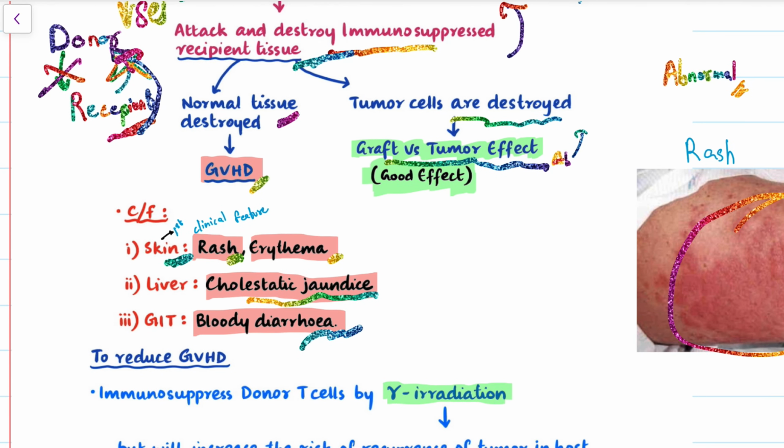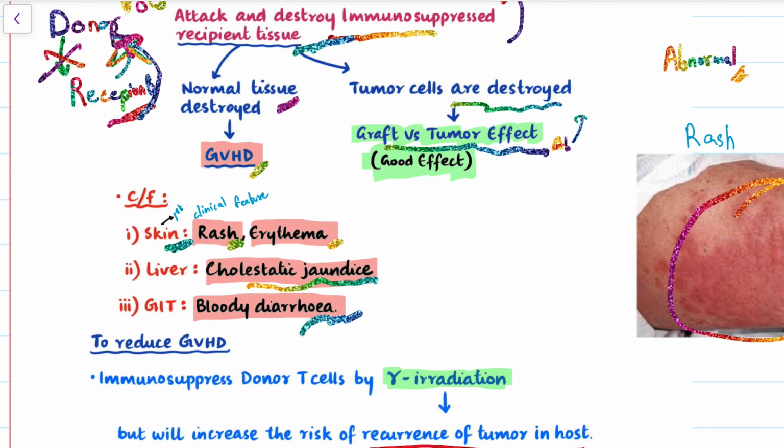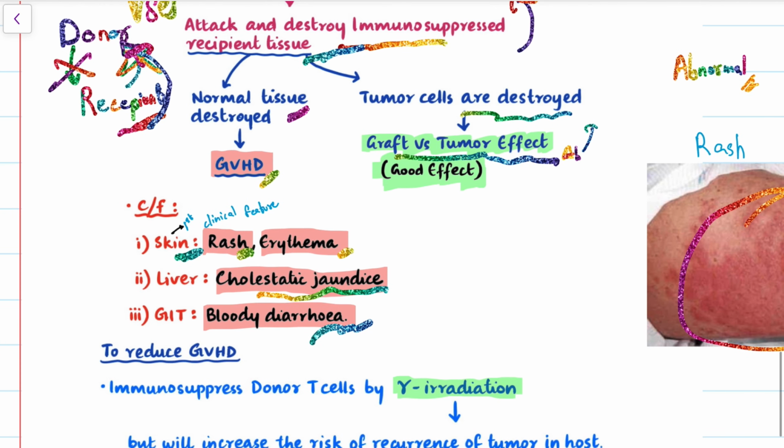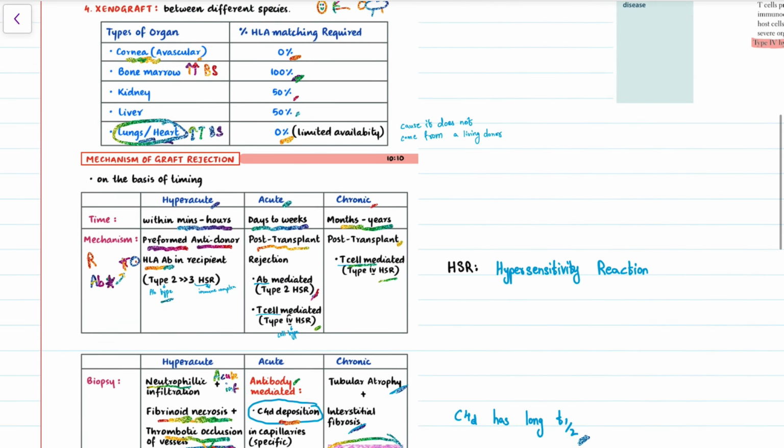To reduce the possibility of graft versus host disease, immune suppression and gamma irradiation of donor T cells are used. What happens is, these donor organs have antibodies and T cells, right? The gamma radiation goes and destroys these. So that is a good thing, it won't cause GvHD. But it might increase the risk of reoccurrence of the tumor in the host. Okay. So yeah.